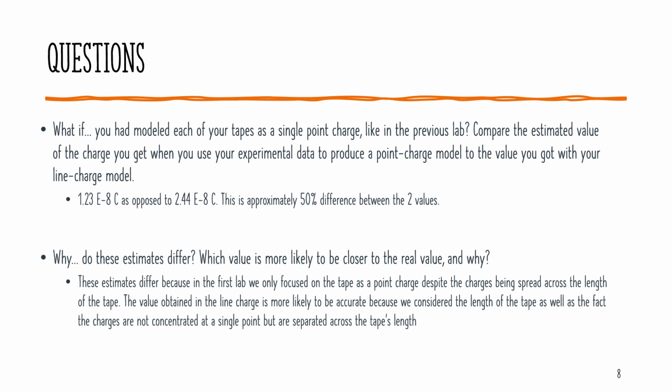You had modeled each of your tapes as a single point charge, like in the previous lab. Compare the estimated value of the charge you get when you use your experimental data to produce a point charge model to the value you got with your line charge model. When I did this, Q was 1.23e-8 coulombs, as opposed to 2.44e-8 coulombs, which is what I got in this lab. This is approximately a 50% difference between the two values, which means that the value I got in Lab 1 was almost half of what I got in this lab.